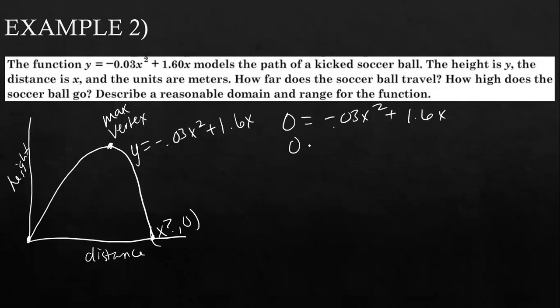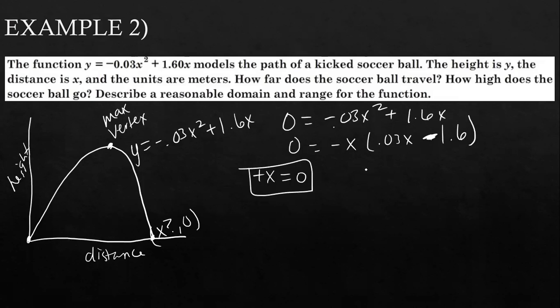You factor out the GCF. So we factor out negative x, and we were left with 3/100 x minus 1.6. We set each factor equal to 0. Negative x equals 0 is going to become positive. And then we have 3/100 x minus 1.6 equal to 0. To solve, all you're doing is adding and dividing. It's a 2-step algebra 1 problem. So then you divide.